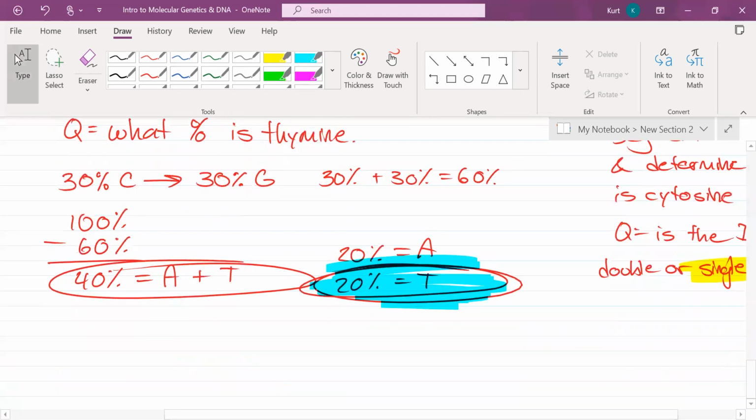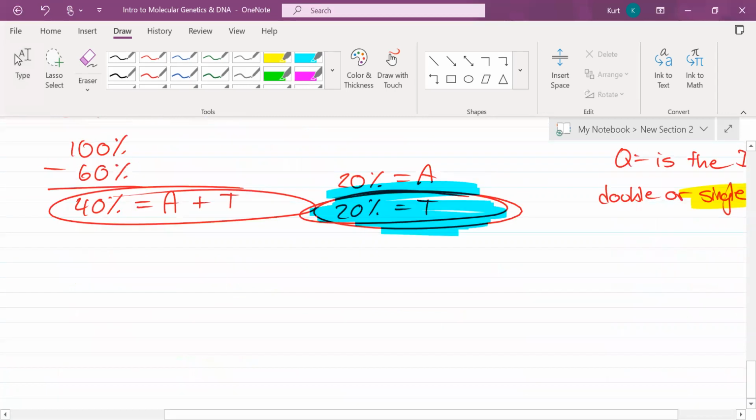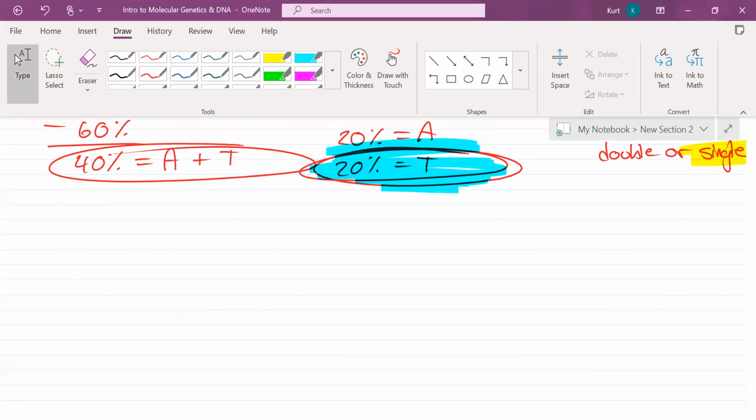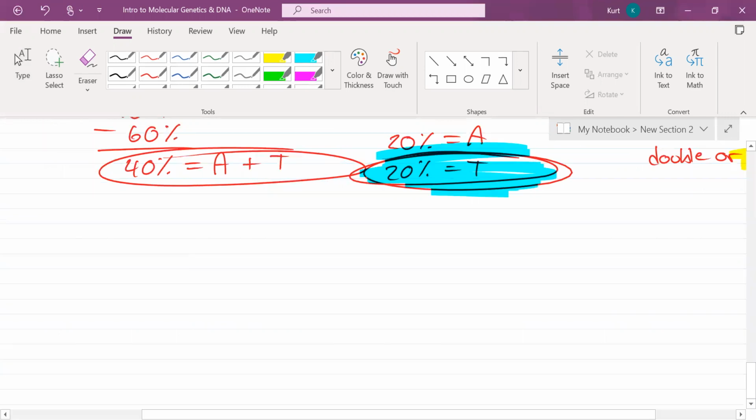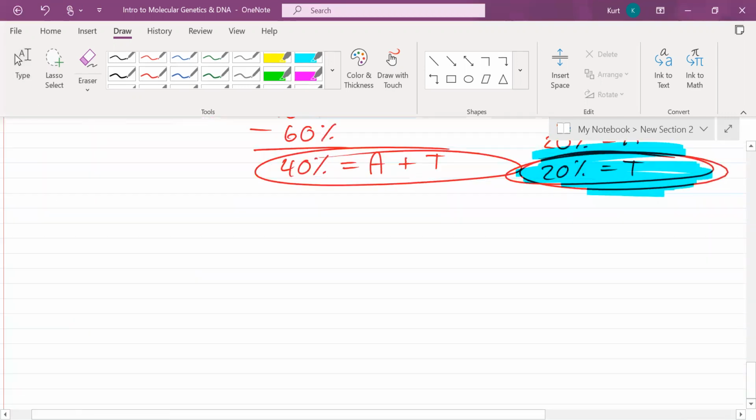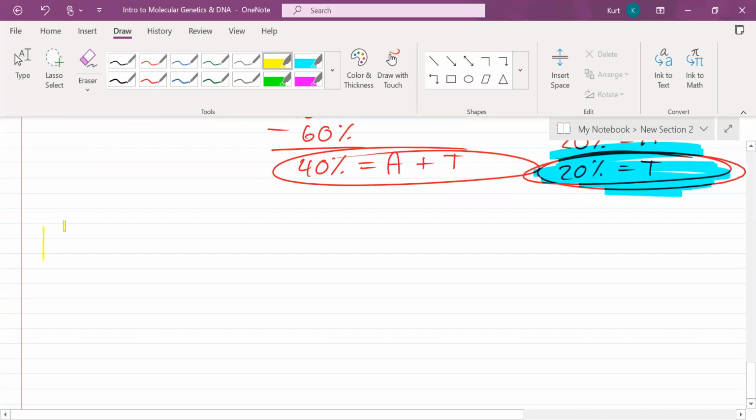Now, let's get into how DNA replicates. This is definitely going to take us into tomorrow. DNA replication.